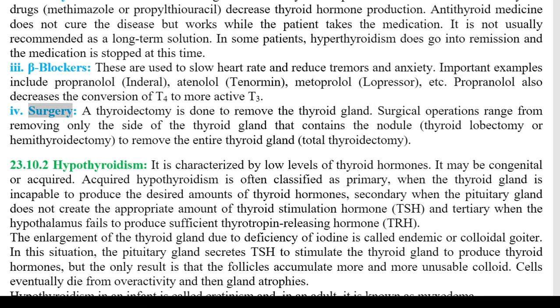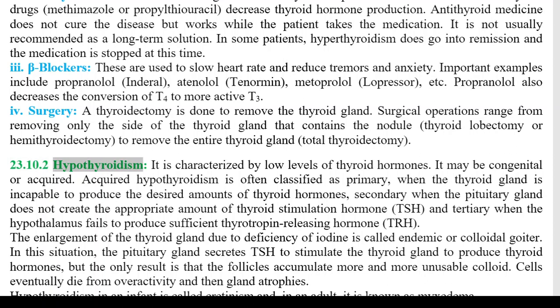4. Surgery. A thyroidectomy is done to remove the thyroid gland. Surgical operations range from removing only the side of the thyroid gland that contains the nodule, thyroid lobectomy or hemithyroidectomy, to removing the entire thyroid gland, total thyroidectomy.